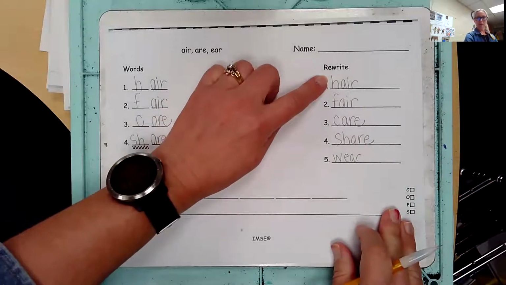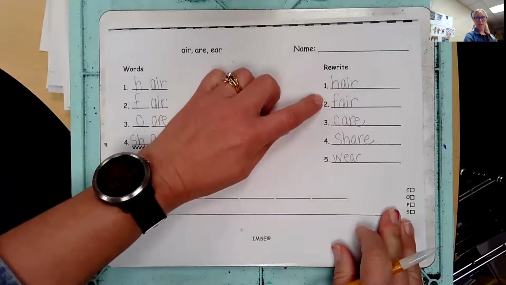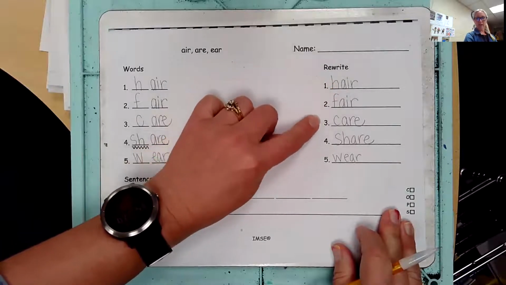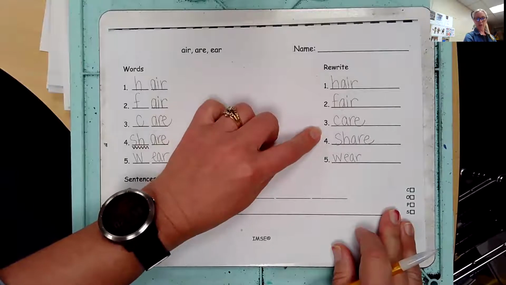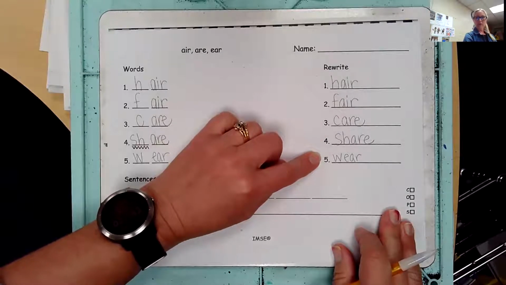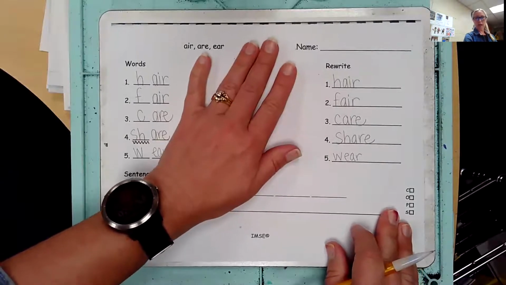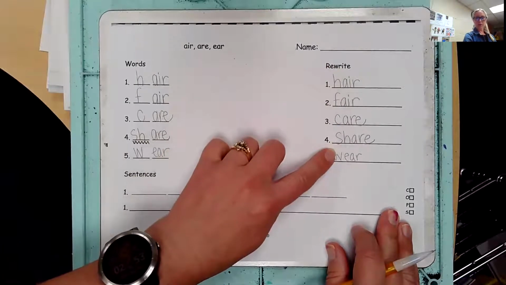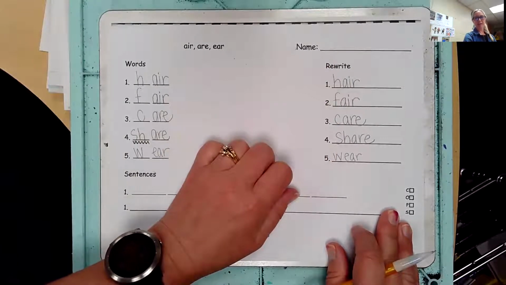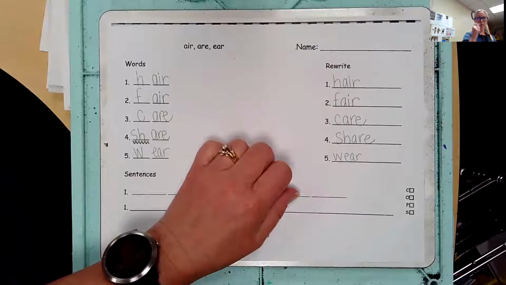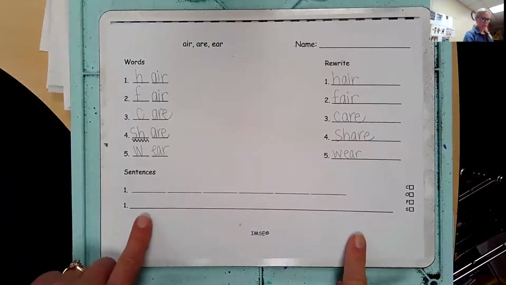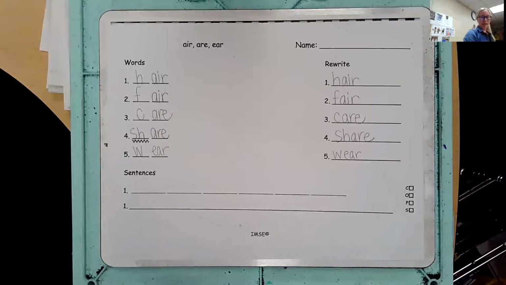Let's read our words. Hair, fair, care, share, wear. Notice that all of those words rhyme. They have different letters, but all of the letters make the same sound of air, which makes them rhyme. Let's look at the first sentence. My hair blew in the air.